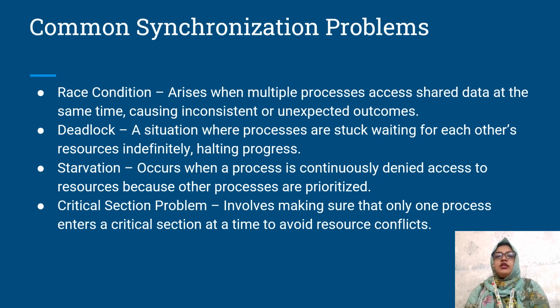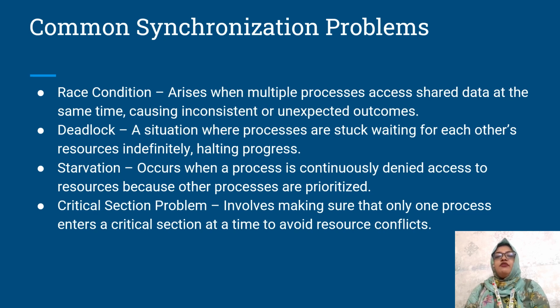Common synchronization problems. First, race condition. A race condition arises when multiple processes access shared data at the same time, causing inconsistent or unexpected outcomes. Second, deadlock. A situation where processes are stuck waiting for each other's resources indefinitely, halting progress, is called deadlock.